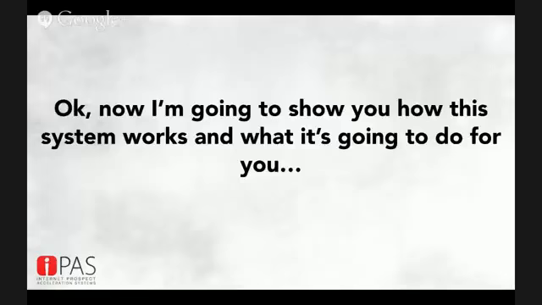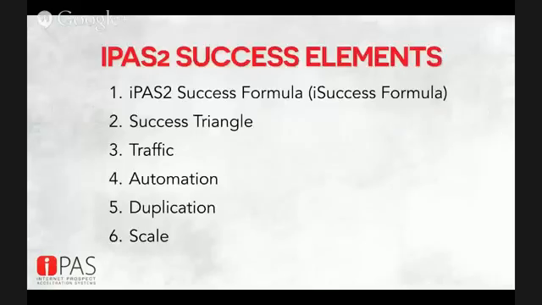Okay, now I'm going to show you how the system works and what it's going to do for you. And it comes down to this. iPAS has really 6 elements that I'm going to break down for you, which I call the success elements. The first is the iPAS2 success formula, or what I call iSuccess formula. The second is the success triangle. Third part is traffic, automation, duplication, and scale.